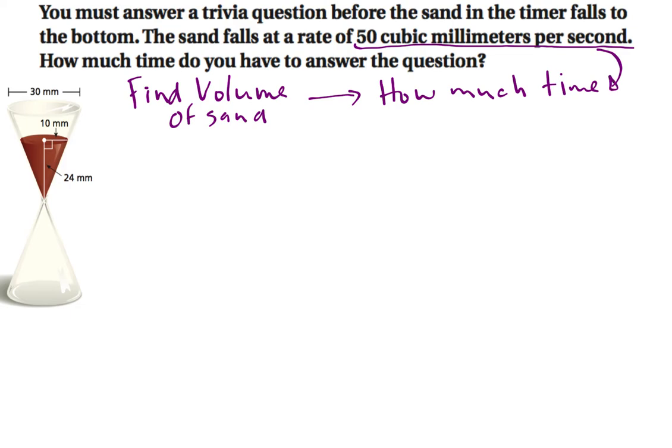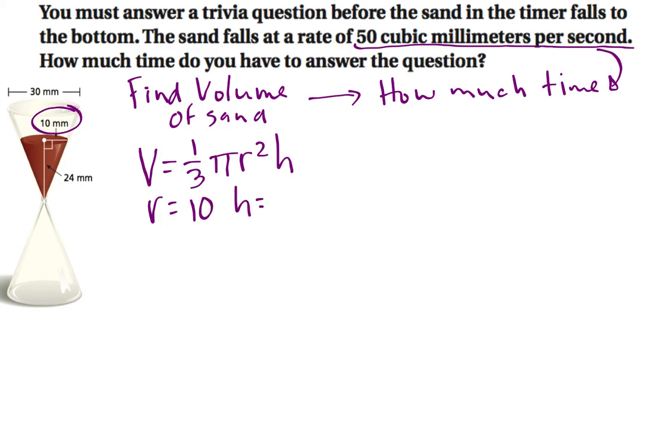So first step, find the volume of the solid. Since it is conical in shape, it's 1/3 pi r squared h. We're going to identify r to be, just as it says here, 10 millimeters, and h to be 24 millimeters. This gives a volume of 1/3 pi 10 squared times 24. Okay, typing all that in, 1/3 pi 10 squared times 24.